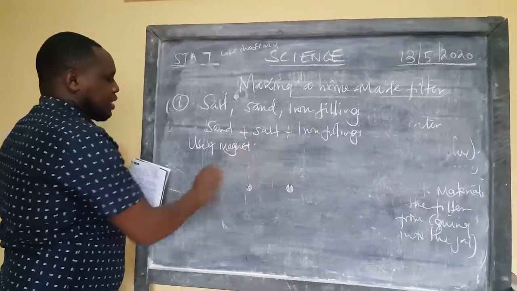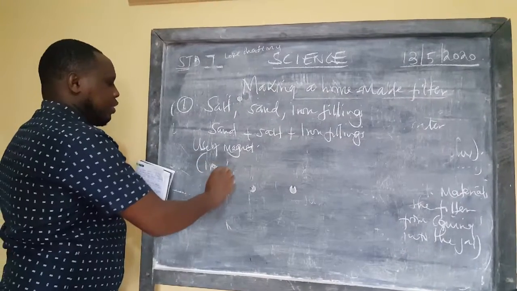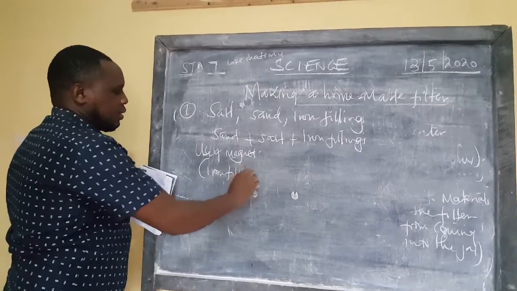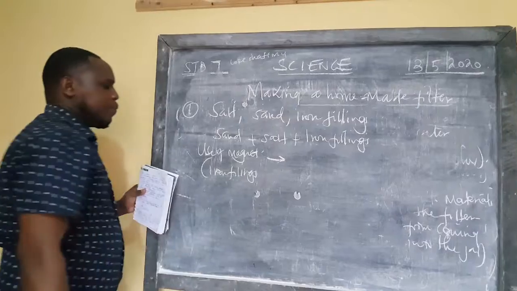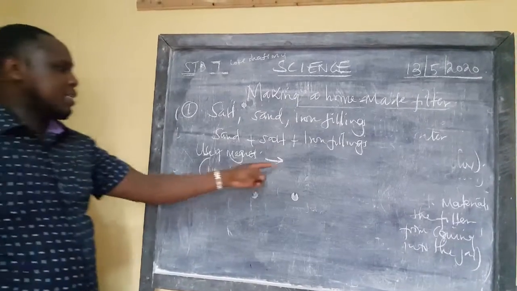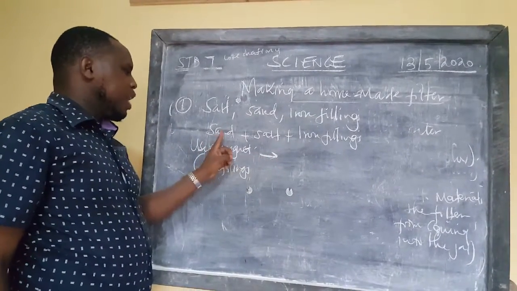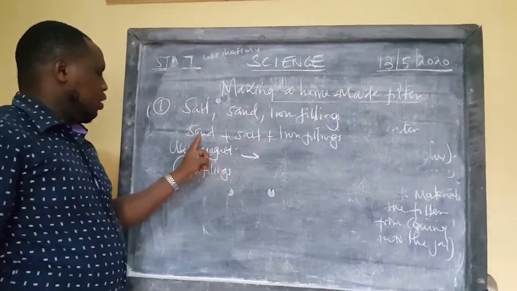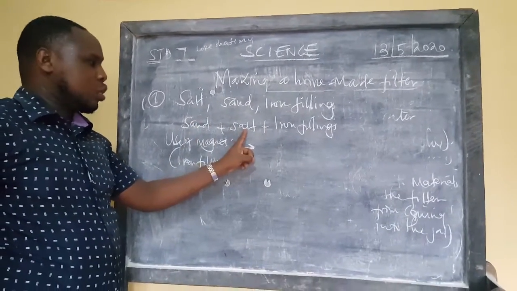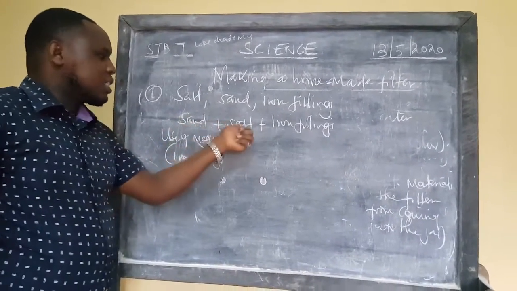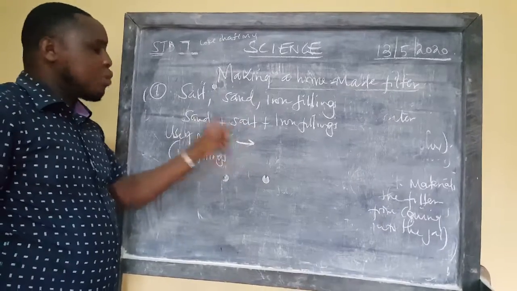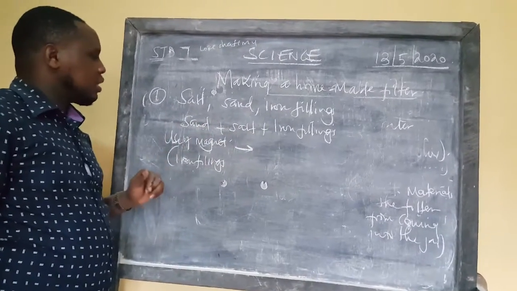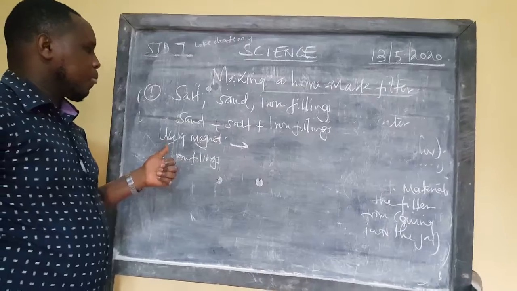And use a magnet, you are going to remove the iron filings. The next step, we use arrows to show the next step. The next step will be, now you've remained with sand and salt. But these are particles. You cannot pick them. They are almost of the same size. So what is the next step that you can be able to do?